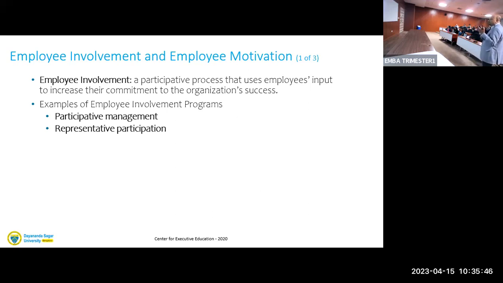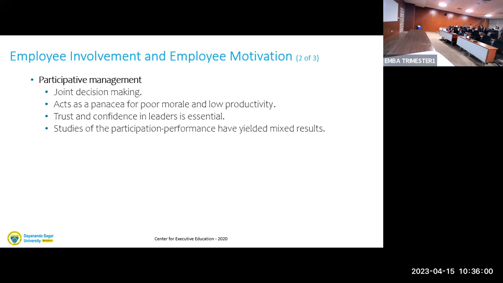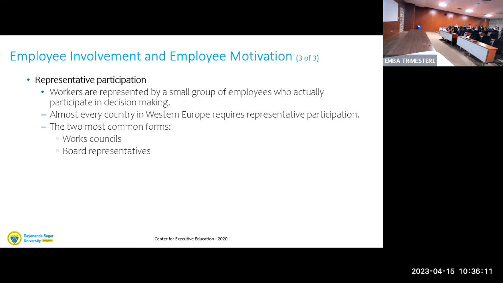So participative management and representative participation are both very important in terms of motivating people. Why? Because people feel that they are an important stakeholder in the workplace if they have some participation. You can do joint decision-making, trust and confidence. Studies of participation and performance have yielded mixed results and so on. You can read all this off the PPT. Works councils and board representatives: workers are represented by a small group of employees who actually participate in decision-making.